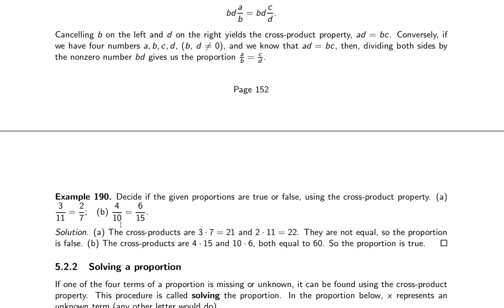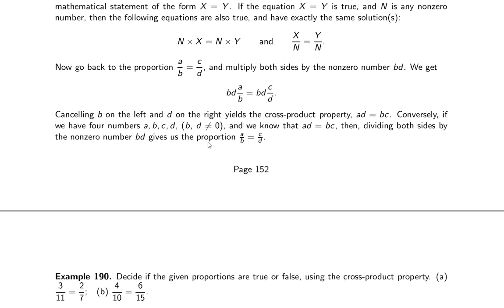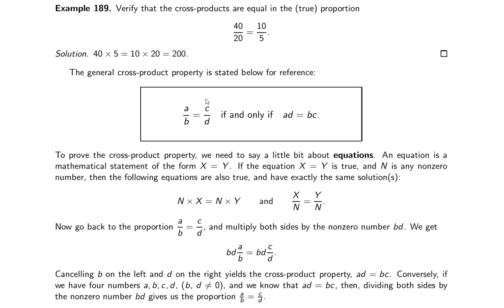How about 4 over 10 equal to 6 over 15? Yeah, the cross products are both 60, so this one's true. All right, so it's kind of nice. We're working with fractions, but we can convert it to a question with no fractions, just multiplying two numbers and checking if they're equal.